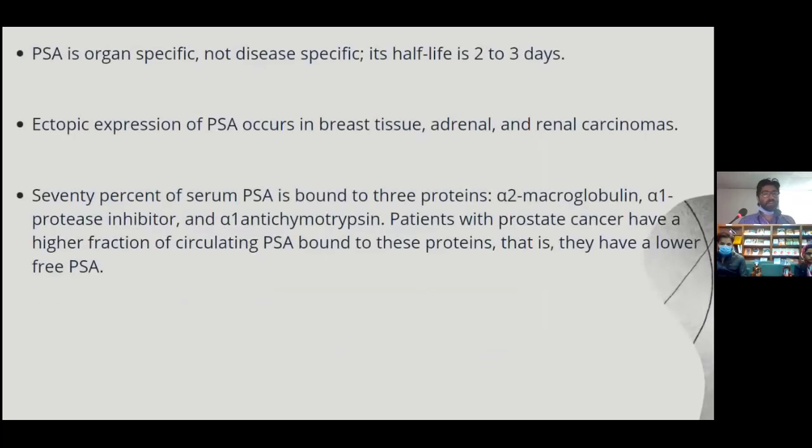So PSA is organ specific and not disease specific. Its half-life is 2 to 3 days. Ectopic presentation of PSA occurs in breast tissue, adrenal, and renal carcinomas. 70% of serum PSA is bound to 3 proteins, that is alpha-2 macroglobulin, alpha-1 protease inhibitors, and alpha-1 antichymotrypsin. Patients with prostate cancers have a higher fraction of circulating PSA bound to these proteins, that is, they have lower free PSA.